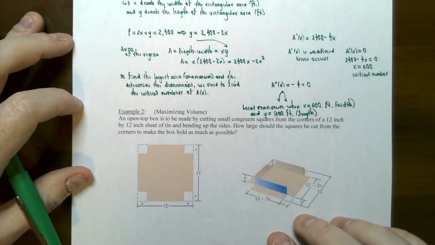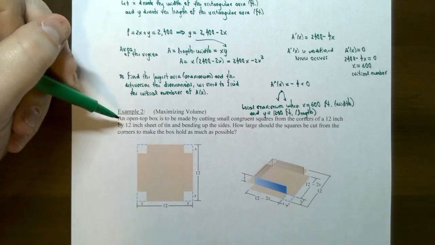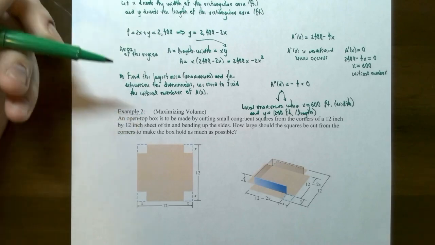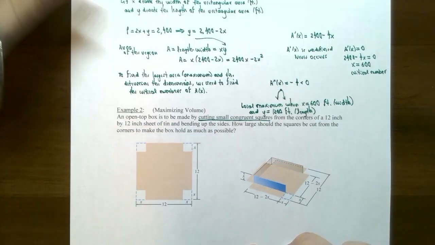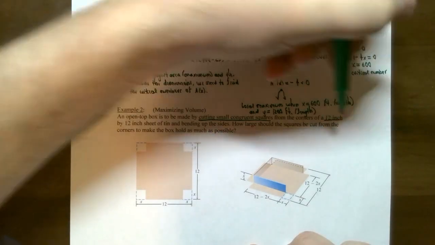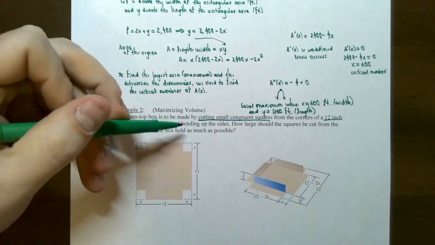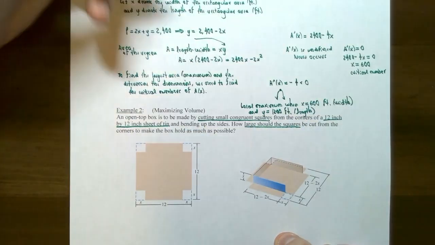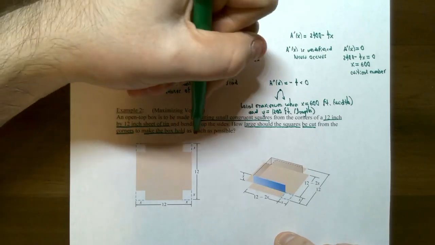So let's try the next example. This time we are going to maximize volume, and you may have seen this problem in pre-calculus as well. This time we are asked to construct an open top box, so a box with no top, by cutting small congruent squares from each of the corners of a 12-inch by 12-inch sheet of tin, and then bending up the sides. And then the question is asking us, how large should the squares be cut from the corners to make the box hold as much as possible?